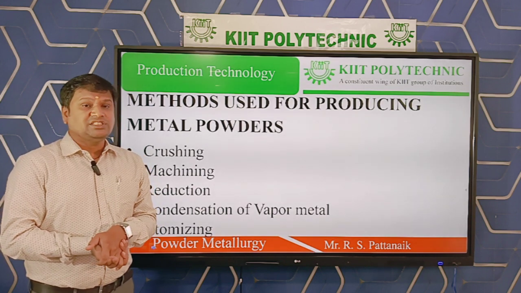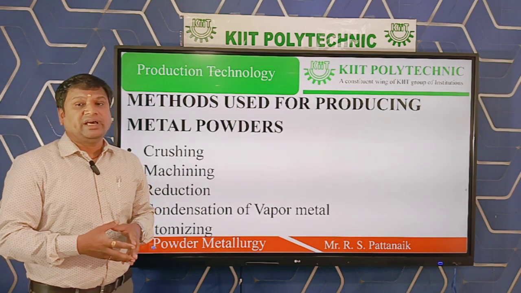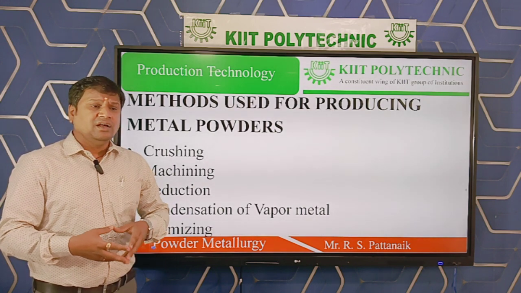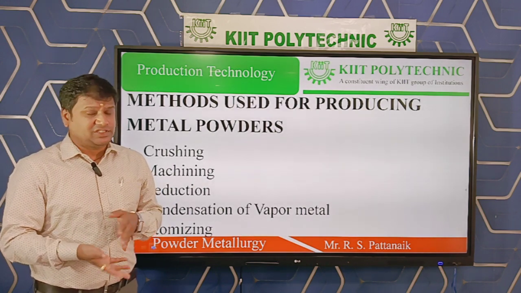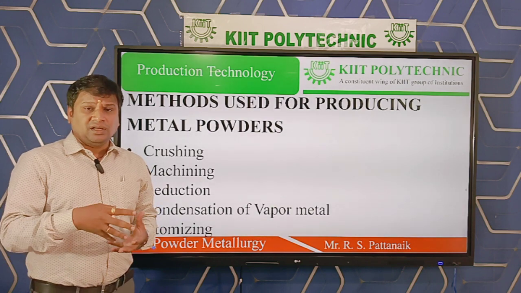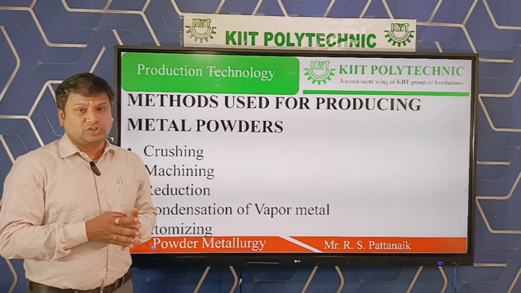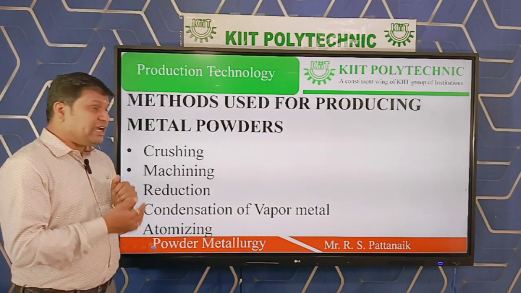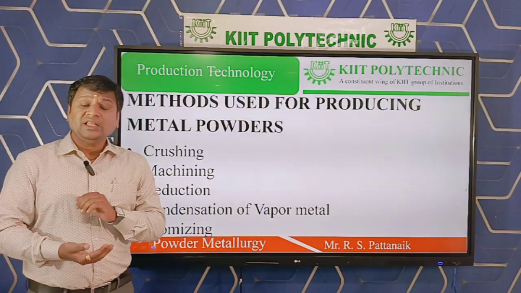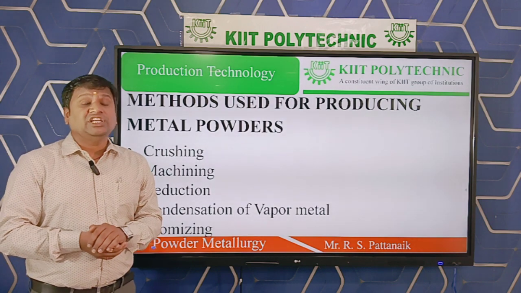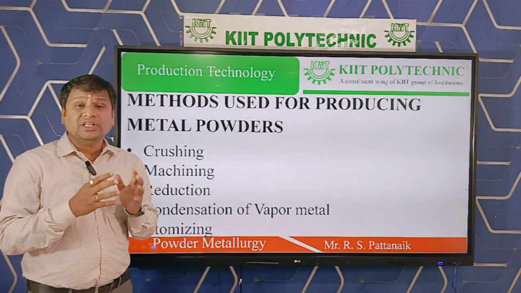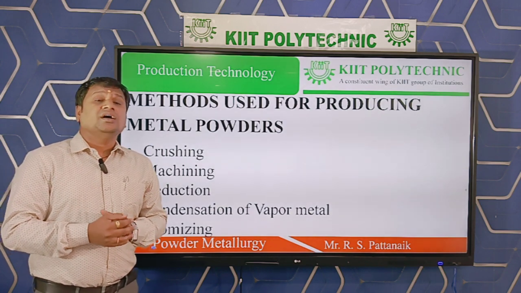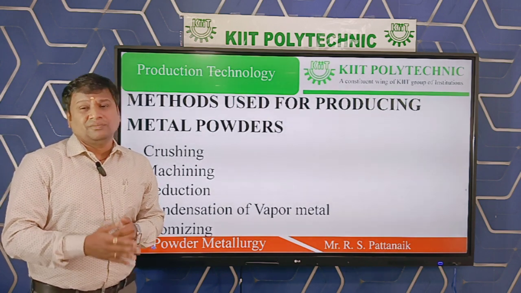Okay, in this method the metals are crushed in a crusher like rapidly moving hammer, jaw crusher, etc. In the crusher the metals are crushed. So this method is basically used for brittle material. And the second method, machining. In this method the chips are produced from metal by scratching, filing.